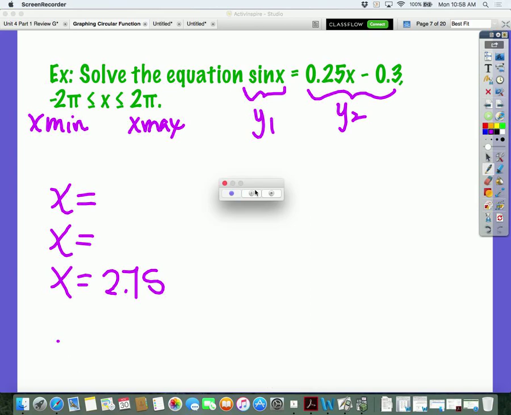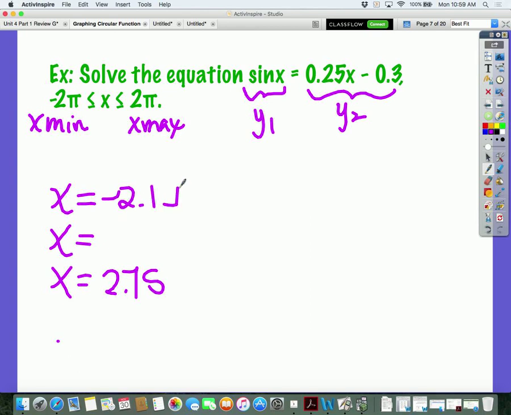Tell me what the other two are. Negative 2.15. And negative 0.416. What'd you get? Okay, I got 0.386, negative 0.404. Are you in radian or degree? I think I'm in radian. Check. I'm in radian. You're in radian.